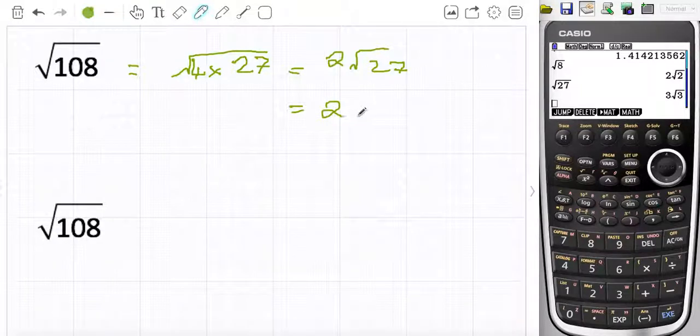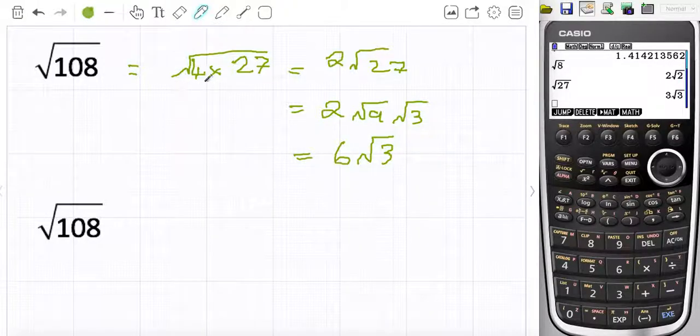Remember from before that we called 27 9 times 3. 9 times 3 is 27. And the square root of 9 is 3. So this number here is 3. And it's going to give me 3 times 2, 6. That times that is 6. And the 3 is left there.